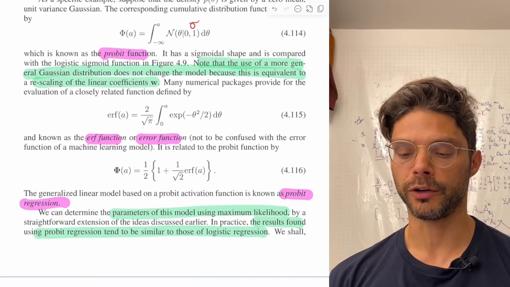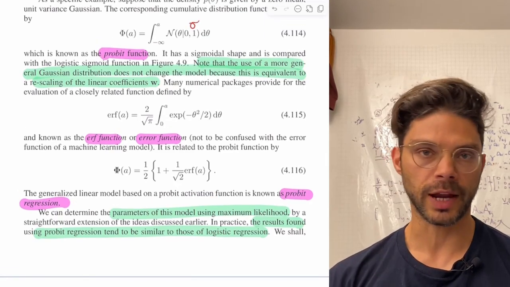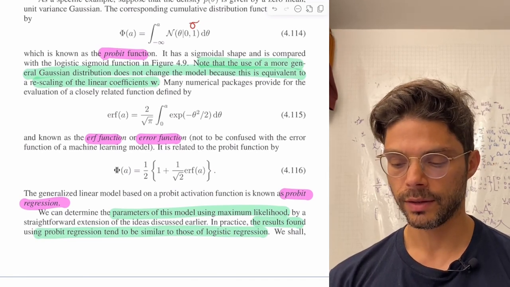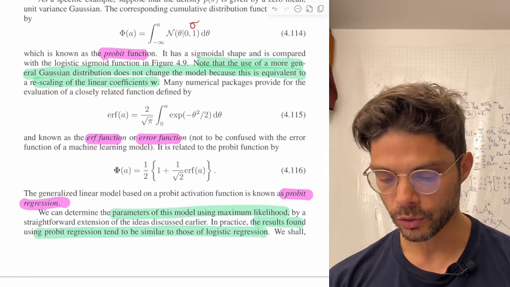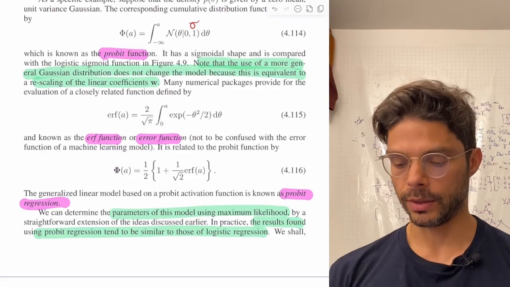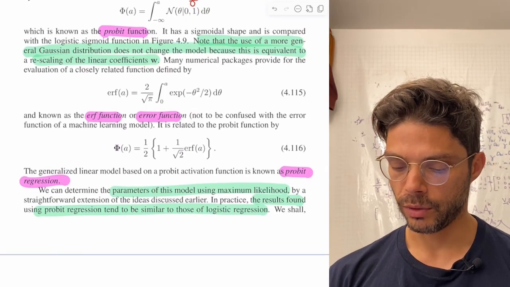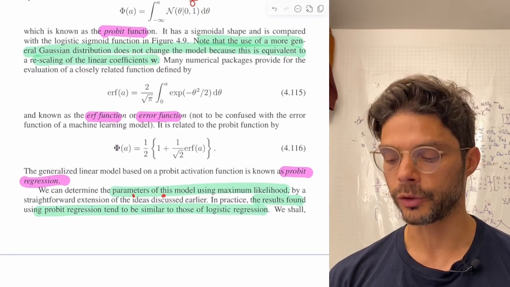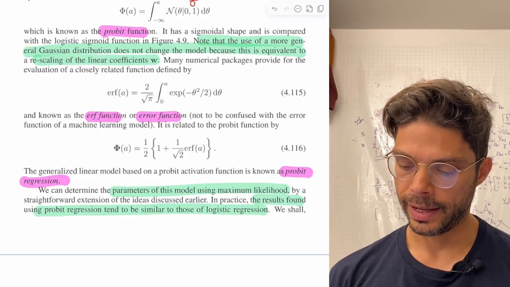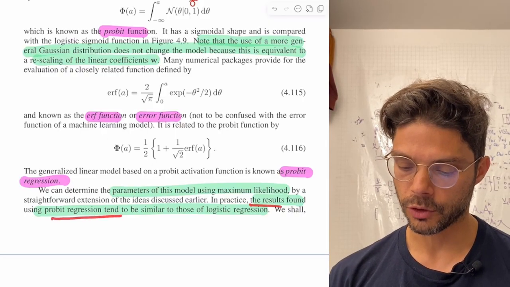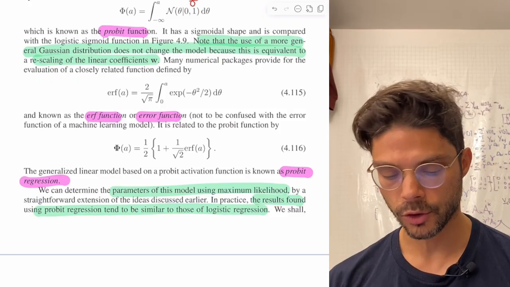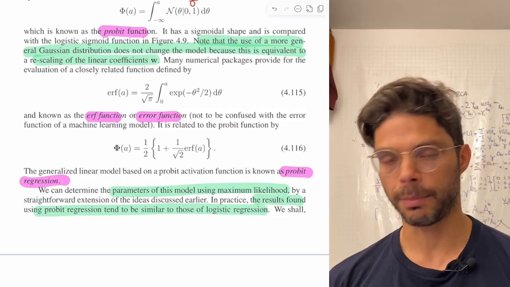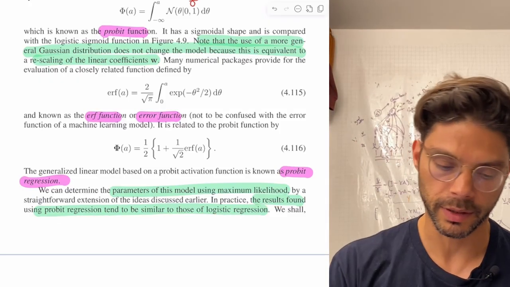If your situation is one like this, where the outputs are potentially generated by this noisy threshold, this might be the model for you. Also, we can determine the parameters of this model using maximum likelihood. In practice, the results found using Probit regression tend to be similar to those of logistic regression, except for a couple of cases that we're going to talk about momentarily.